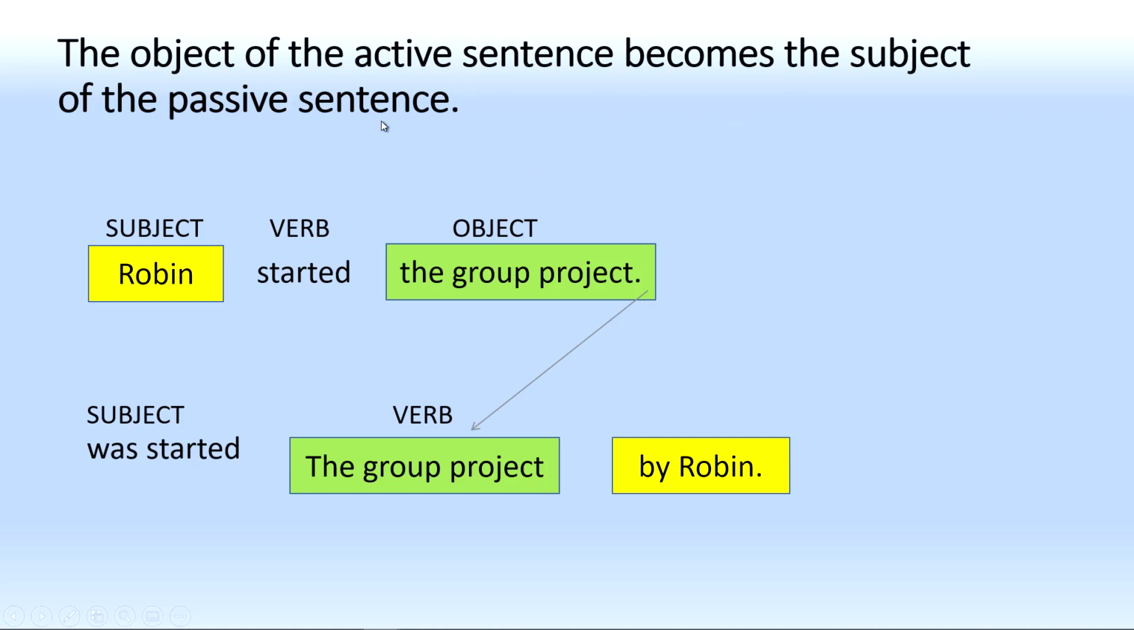The object of the active sentence becomes the subject of the passive sentence, right? Robin started the group project, object. So now we switch it, right? The group project was started by Robin. The verb really is a group project by Robin. So the action is here, okay?